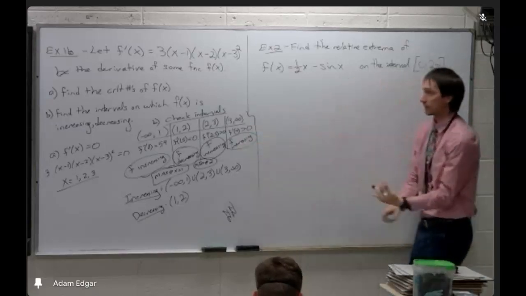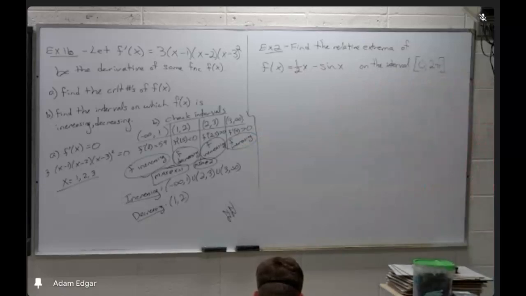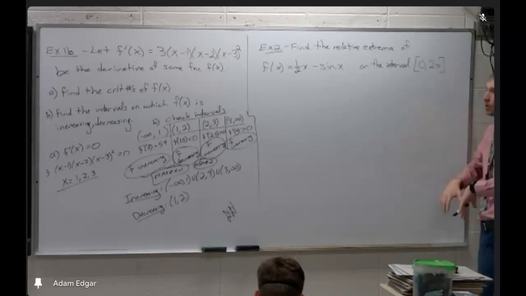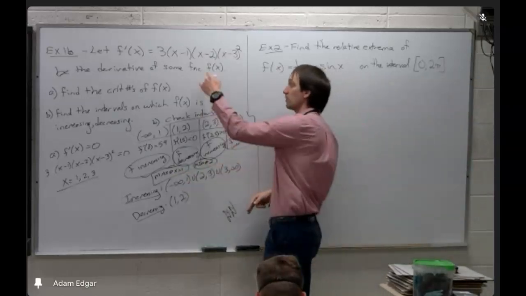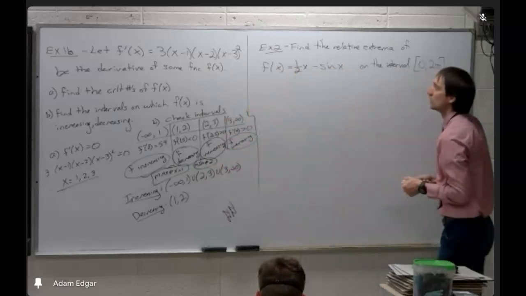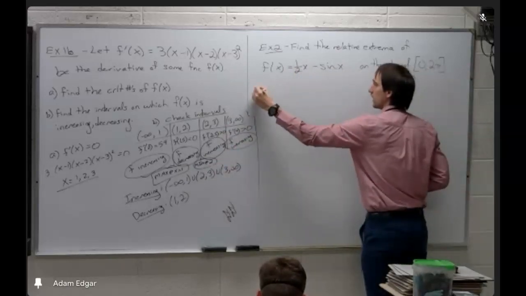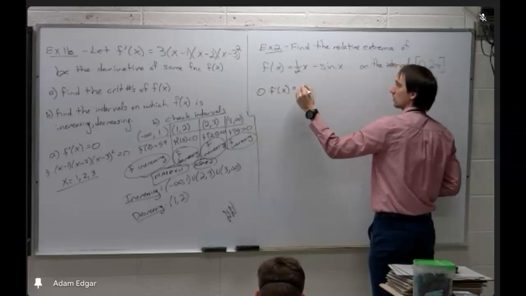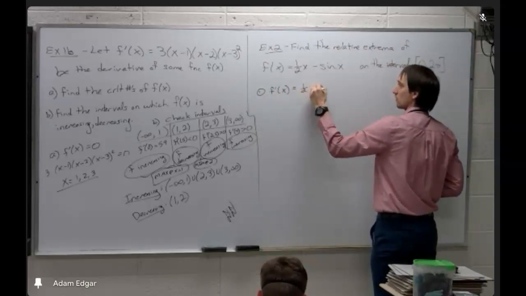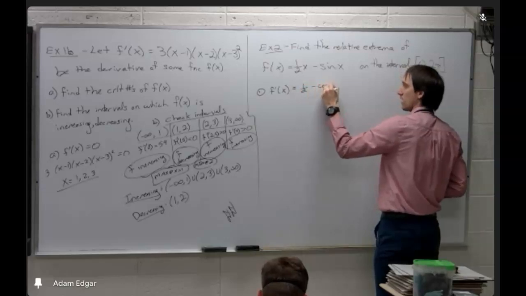Get the derivative, find the critical numbers, make a table of intervals, check each interval to see where we're increasing, where we're decreasing, and then go that one extra step where we draw the conclusion about where we have maxes and mins and plug them into the function f of x. So, step 1, get your derivative. What's f prime of x? One half minus cosine x.